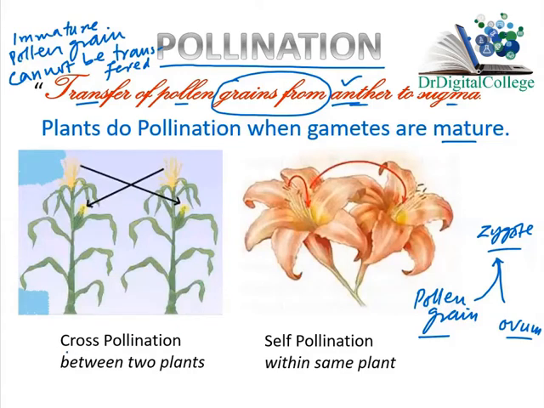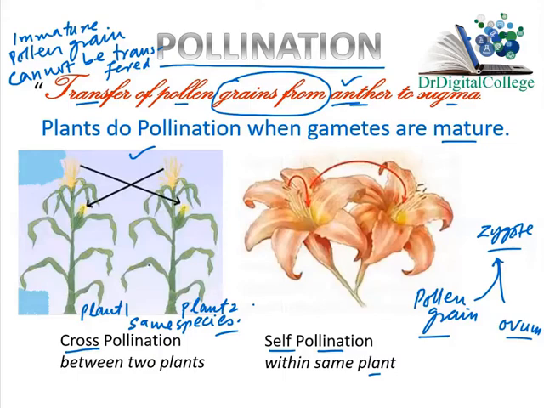Pollination is basically of two types. One is called cross pollination when it is between two plants, and the other is called self pollination when it is within the same plant. Now if you look at this diagram, this is plant 1 and this is plant 2, and the two plants are of the same species. They are not of different species, because pollination will be successful only if the plants belong to the same species.